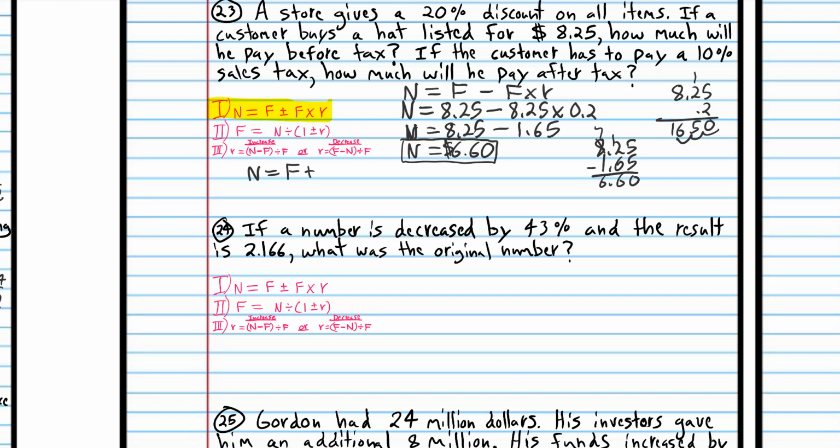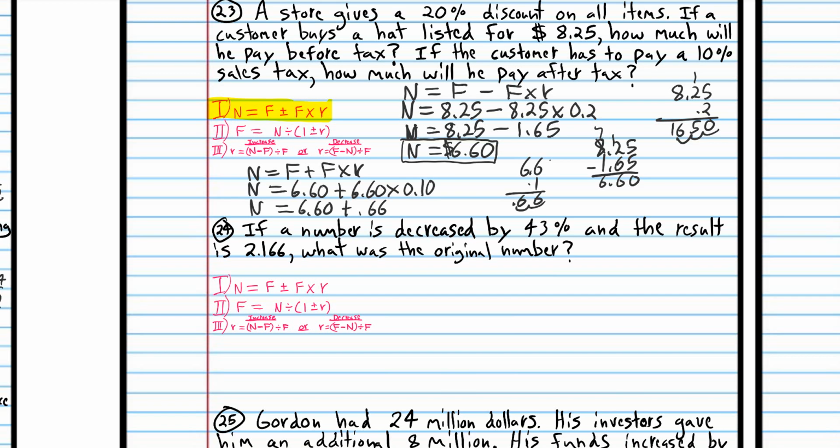Always write the formula that you're using. So now we're using plus instead of minus. So now the new number is going to be equal to $6.60 plus $6.60 times whatever the tax is, which is 10%. So that's 0.1 written as a decimal. You don't need the 0, but you can write it if you want to. So $6.60 times 0.1, but I'm not writing the extra decimal, so we have 66. Then the decimal goes over 2 places, so we have 0.66. So n equals $6.60 plus 0.66.